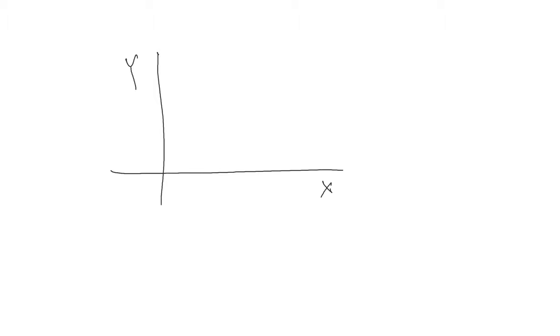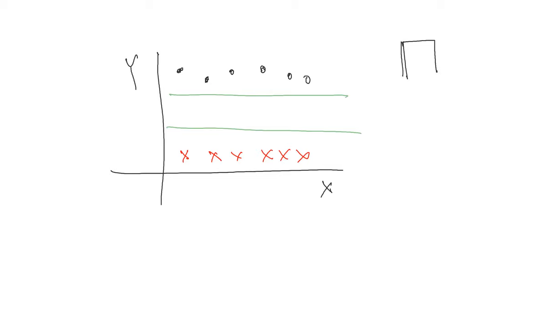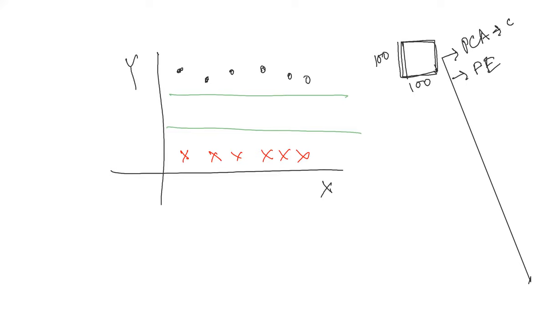This is X, this is Y. We have some X, Y points. Here is one point, here is another point, and suppose another class of data is here. What SVM does is it draws a line to separate this data. If it is a 2D image, and you apply PCA or feature extraction, you get some single value from that image.